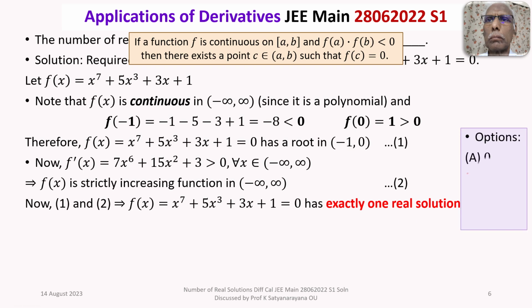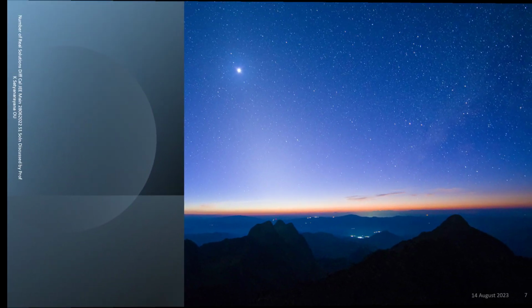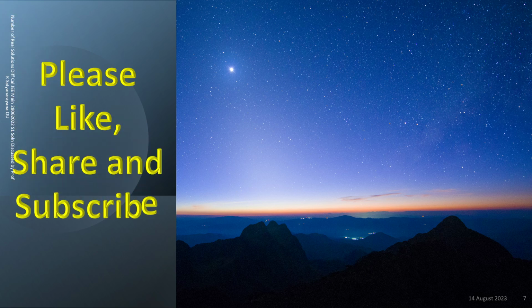So let's look at our options. Our answer, that f of x is equal to 0 has exactly one real solution, tallies with option B. Therefore, the answer to this question is option B. That is the detailed discussion of the solution of the problem on the number of real solutions of a given 7th degree polynomial equation from the section Differential Calculus, and I am sure that you have understood the solution of this problem, and I wish you all the best. Thank you.